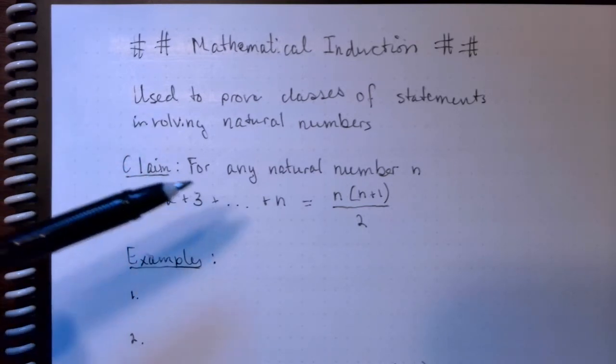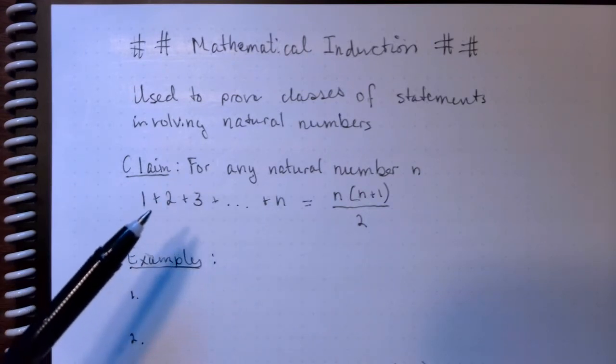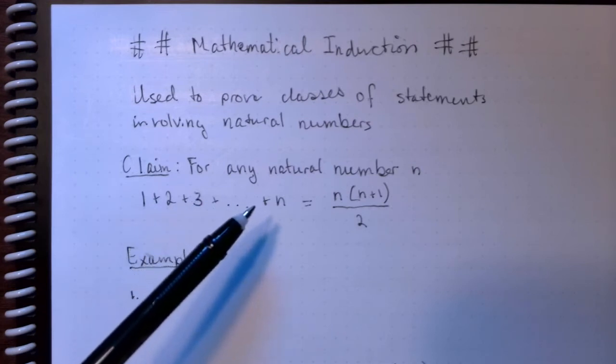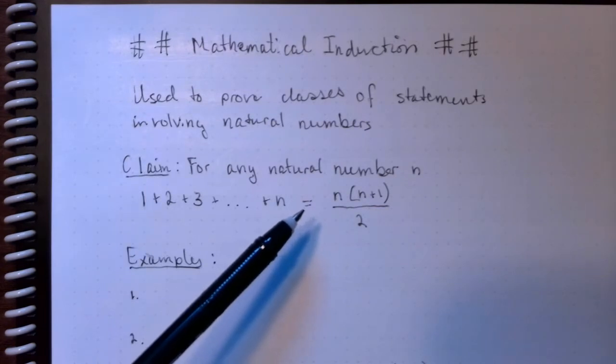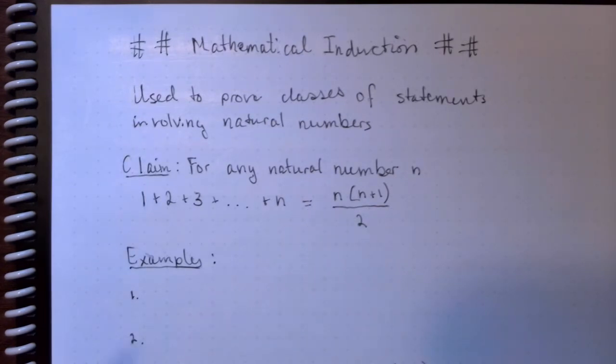So this is our claim. The claim is that for any natural number n, if I take this sum, 1 plus 2 plus 3 plus 4, and then I keep on going until I hit my natural number n, that will be equal to n times n plus 1 divided by 2.